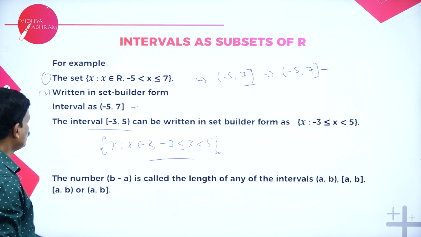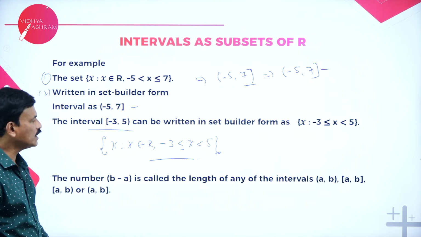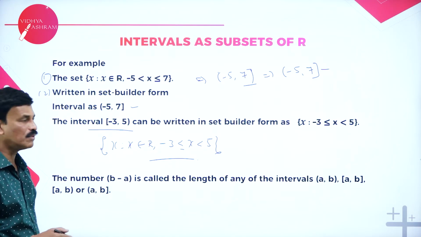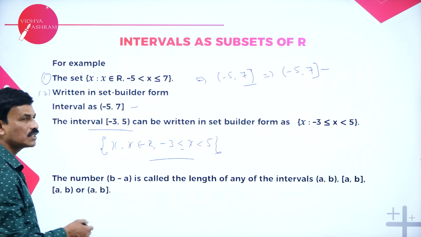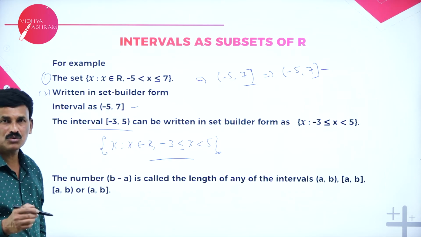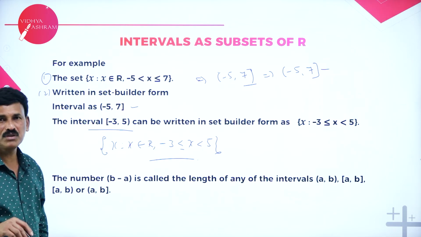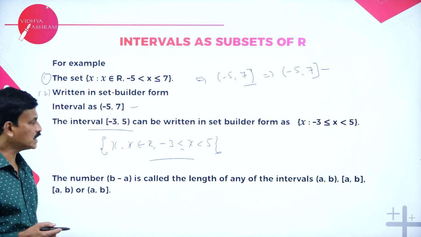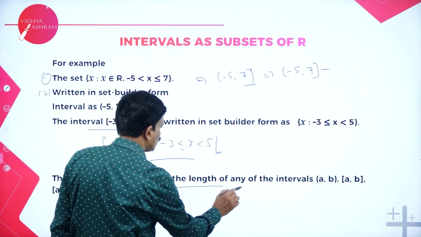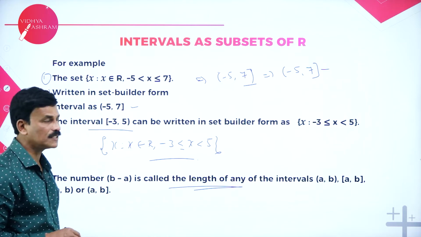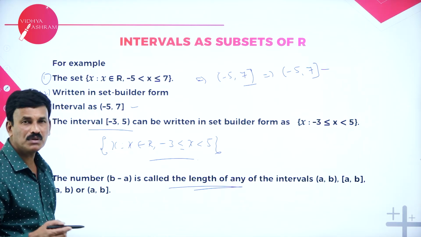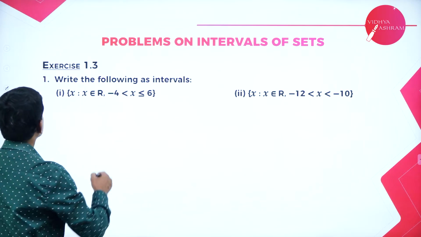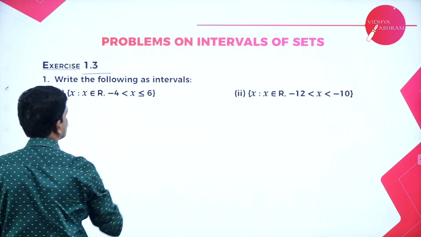Now the number b minus a is called the length of any interval (a, b). So for any interval, whether it is closed, open, semi-closed or semi-open, the difference between b and a, that is b minus a, is called the length of the interval. Now let us take examples based on the exercise, problems based on these intervals.